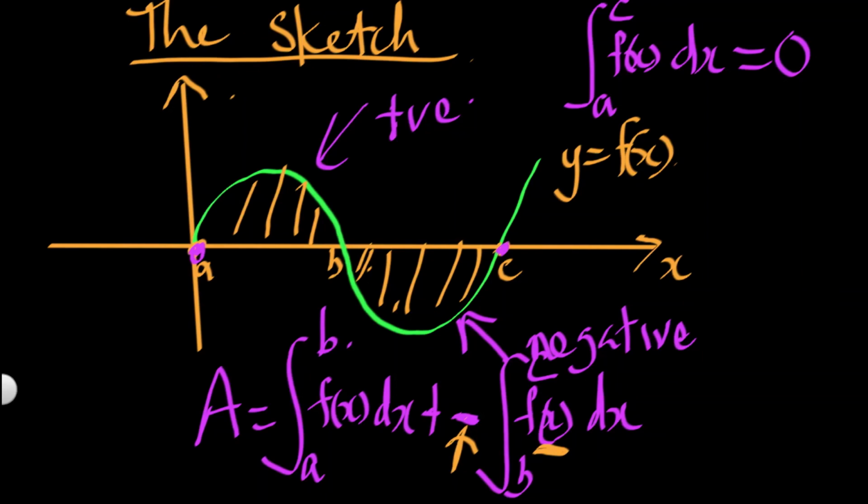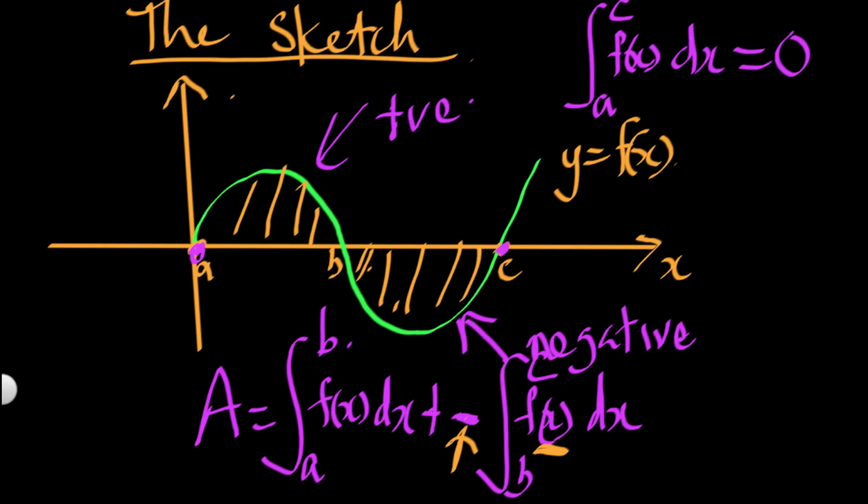Remember, area is not a vector, it is a scalar, which means it shouldn't have a sign. You don't have to say minus 2 square meters. The negative sign there is just telling you that it is below the x-axis. It's a negative area because it is below the x-axis. It is telling you that.